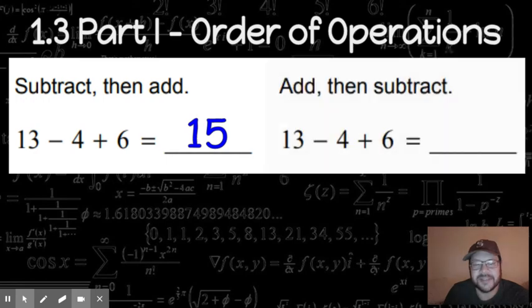Okay, same exact problem. This time, though, add first, then subtract. So you're going to do the 4 plus 6 first, subtract that from 13. So 4 plus 6 is 10. 13 minus 10 is 3. Again, the exact same problem, two different answers. That is why, and this is not good for math, mathematicians do not like to have different answers. So every problem has one solution.